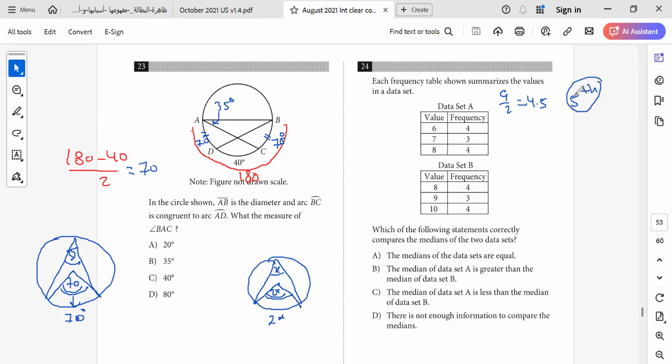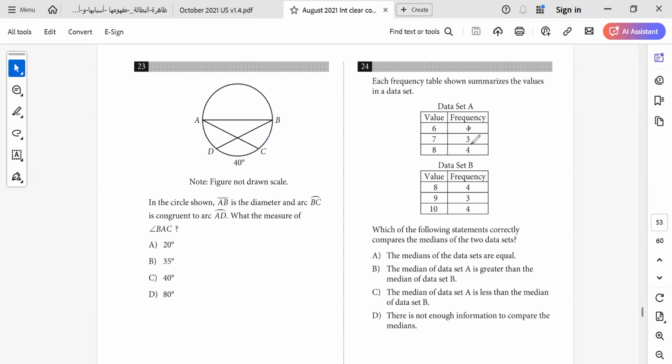Isn't it 11? No, sorry, 11. 4 plus 3 plus 4, they are 11. So 11 divided by 2 is 5.5. So the median is the sixth. I will add from up: 4 plus 3, 7. Now I passed the 6. That's the median. So here's the median.